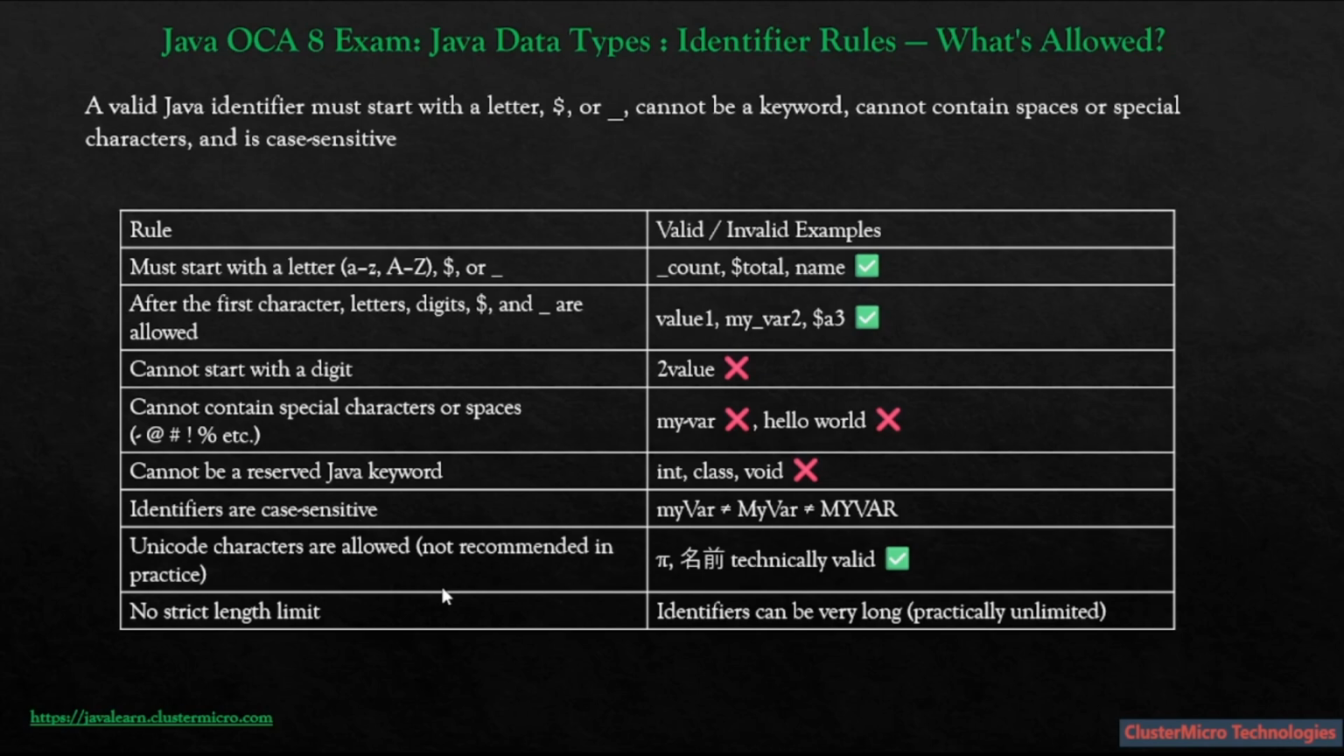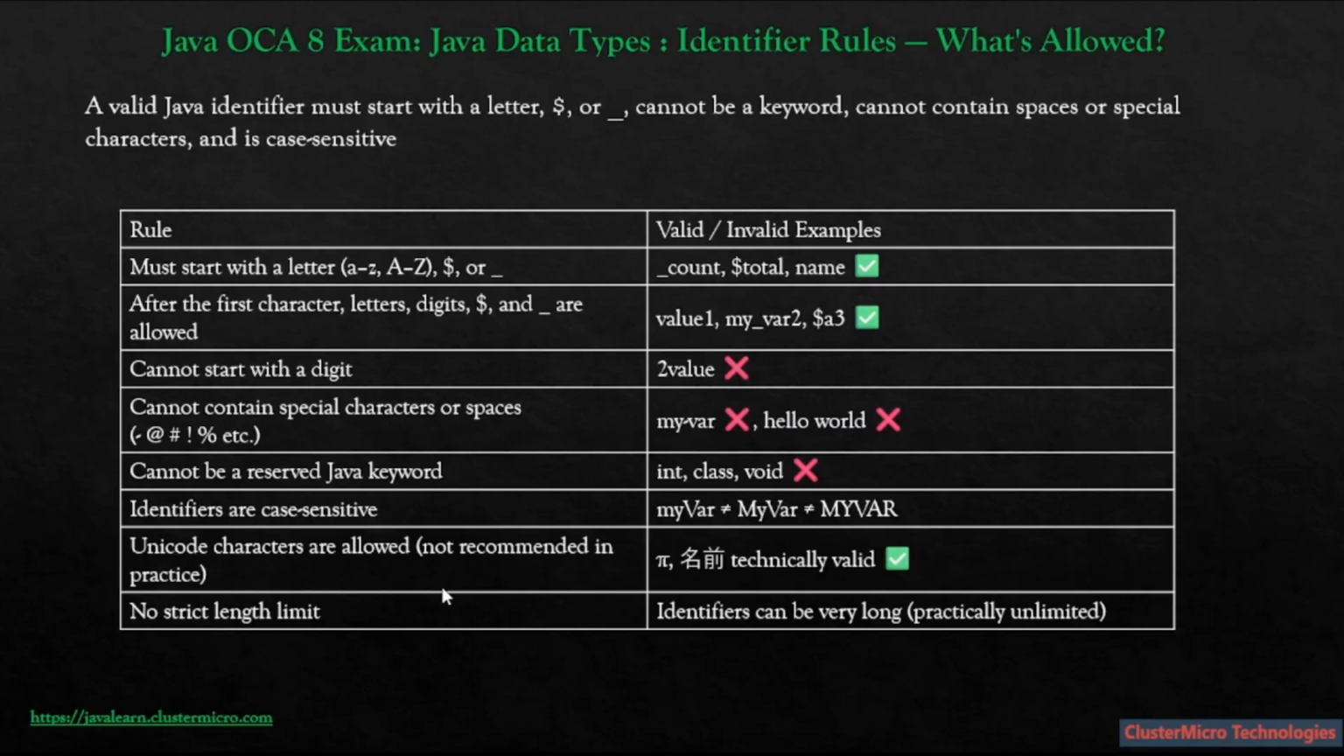Rule number 1: the first character must be a letter, so a small a or capital A, a $ sign, or an underscore. That's it. Only these 3 options for the first character. So name, $total or _count are all valid because they start with a letter, a $ sign and an underscore respectively. Rule number 2: after the first character you can also use digits. So value1, my_var2, $a3, etc. are all valid. Digits are allowed from the second position onwards, just not as the first character.